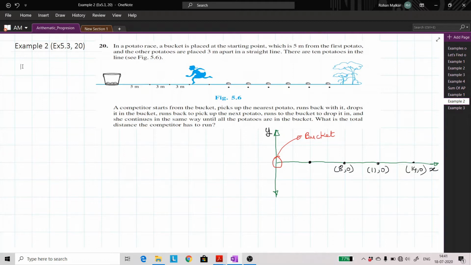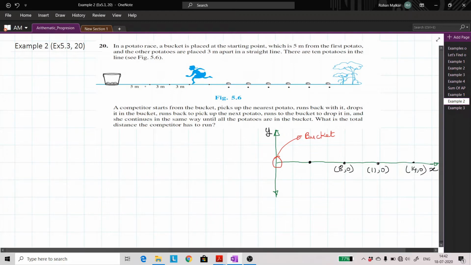In this video, we are going to continue with the application of the formula that we learned in my previous videos, where we can find out the summation of all the terms of an AP. This is an interesting example which I found from the CBSE Standard 10 textbook, exercise 5.3, question number 20. They say that this lady is running a potato race.